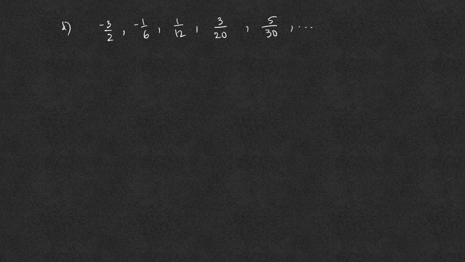Observe that in the numerators, there are consecutive odd integers. Negative 3, negative 1, 1, 3, 5. It is true that the formula for the odd integers is 2n plus 1, but 2n plus 1 will not work in this case because when n equals 1, we would have 3. We would start at 3 instead of negative 3, but we can change this formula.